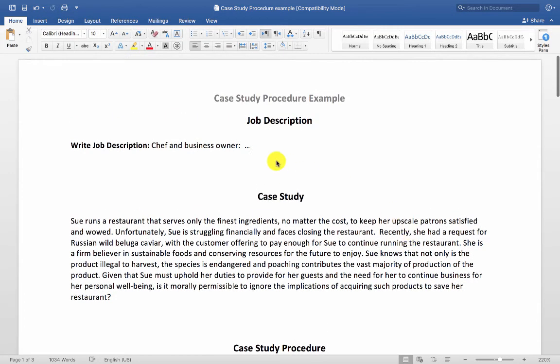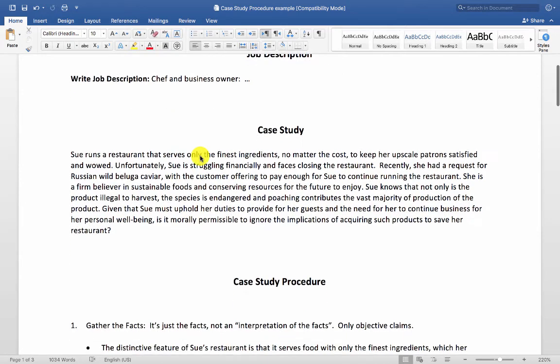First, what you need to do is write the job description. So: chef and business owner. Now if you are in IT, then write your job description. What would your job description say? Or if you're a graphic designer, then put the job description of what you do here, so that I know what you're responsible for, and I'm not wondering, oh, why is this an ethical issue? Okay, because notice their job requirements.